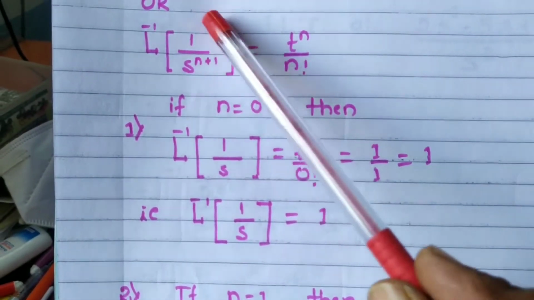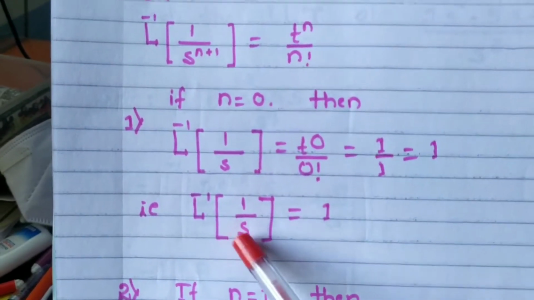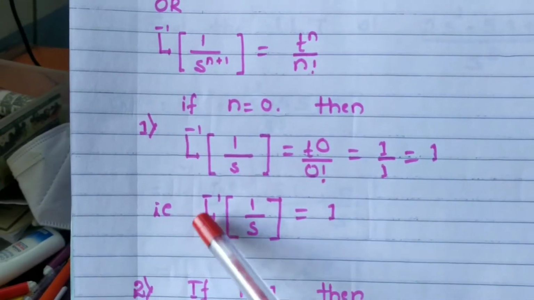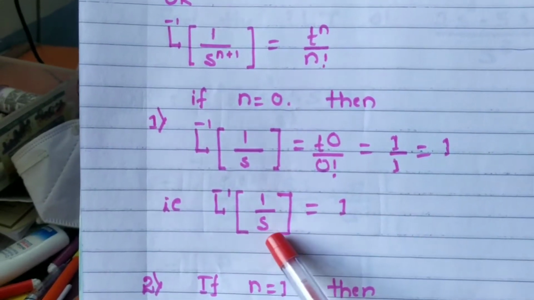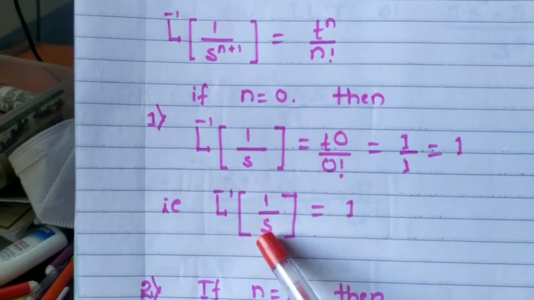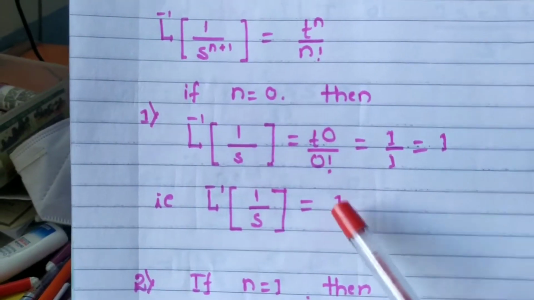As n equal to 0 can be taken in the main result, we get L inverse of 1 by s is 1. We know already what is L of 1. L of 1 is 1 by s. Therefore, L inverse of 1 by s is 1 also.